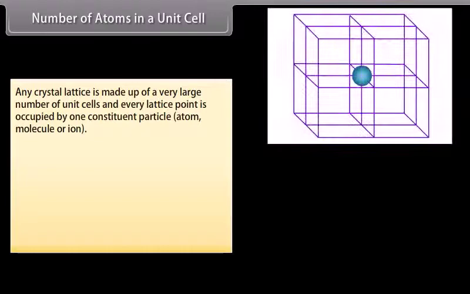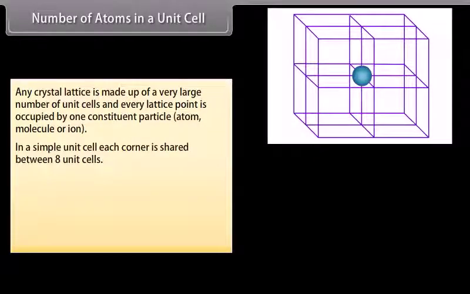number of atoms in a unit cell. Any crystal lattice is made up of a very large number of unit cells, and every lattice point is occupied by one constituent particle, atom, molecule, or ion.